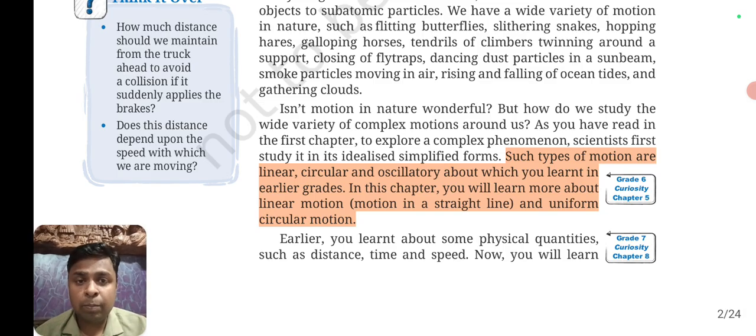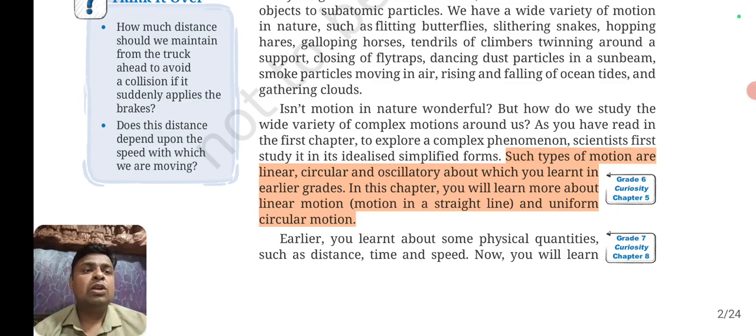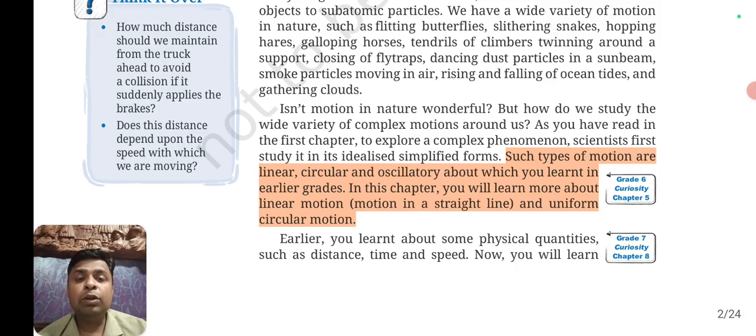Actually motion is very complex. We simplify it into these types. So we are going to learn about linear motion and uniform circular motion in this chapter. We are going to simplify it. We are not going to study all types of motions. These two primarily we are going to study.